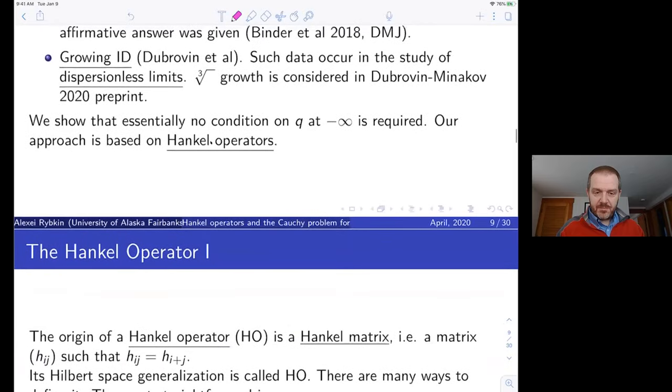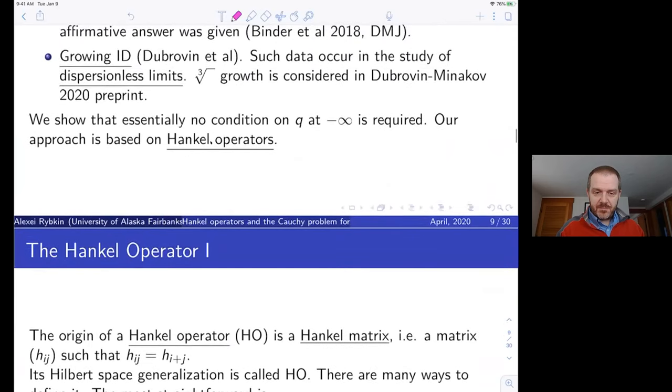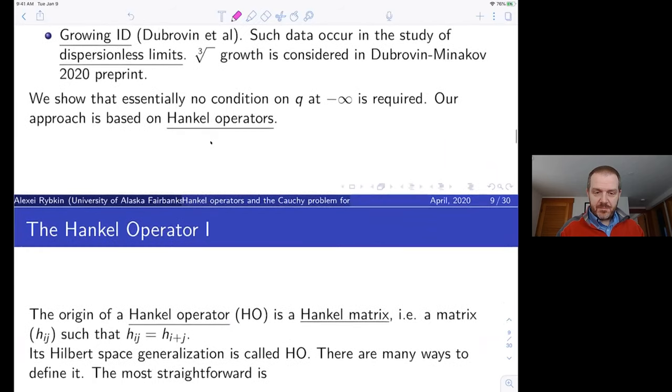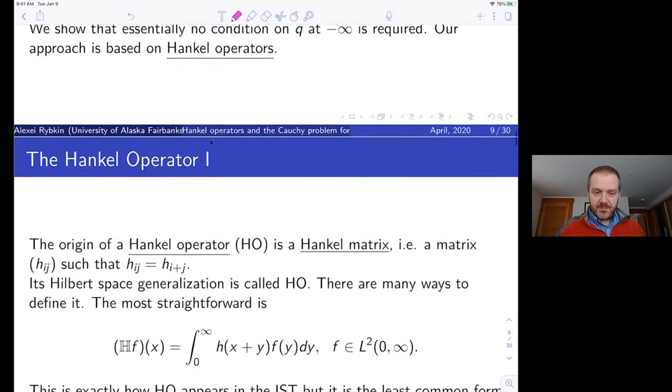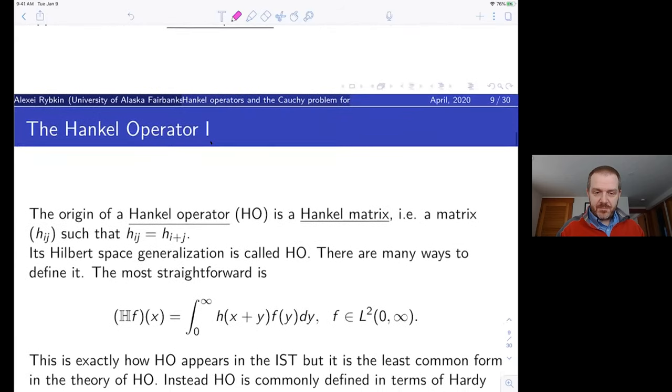My main concern in this talk is going to be how much we can relax the decay condition at minus infinity. As a matter of fact, we can drop it altogether. My approach will be based upon the Hankel operator. A Hankel operator is an infinite dimensional generalization of the Hankel matrix, which is a matrix whose entries depend on the sum of the indexes.